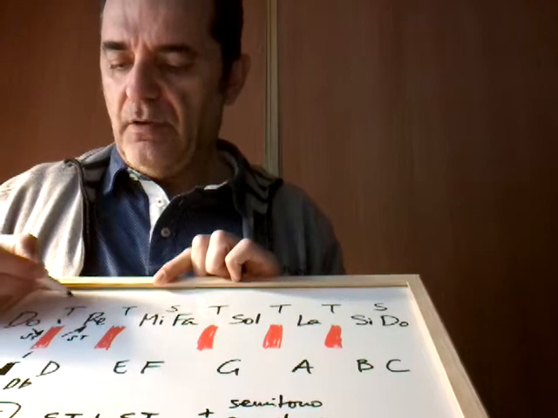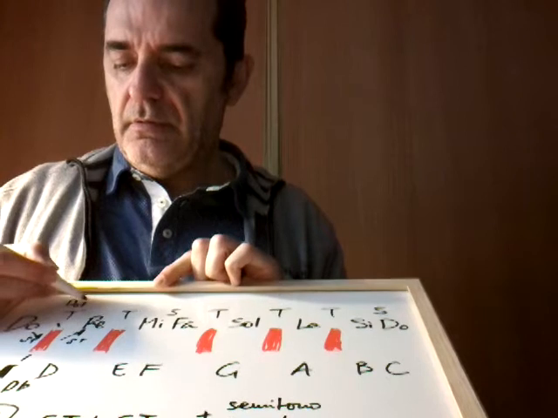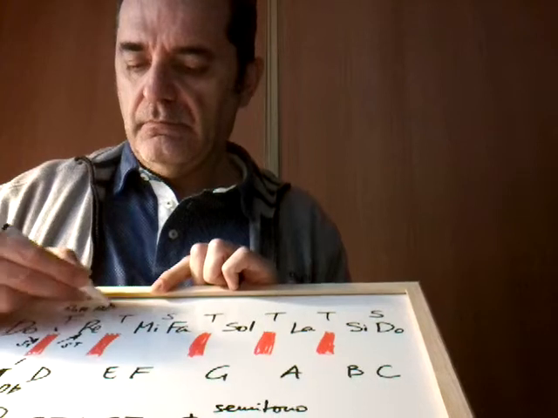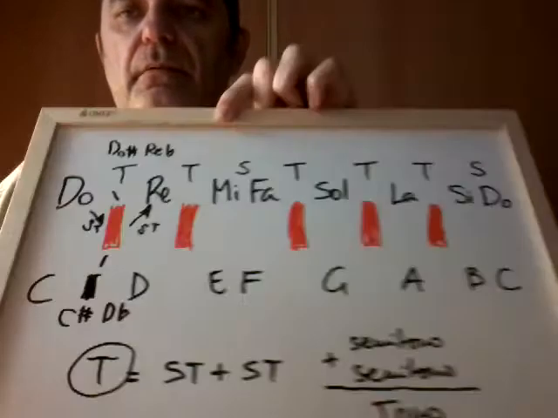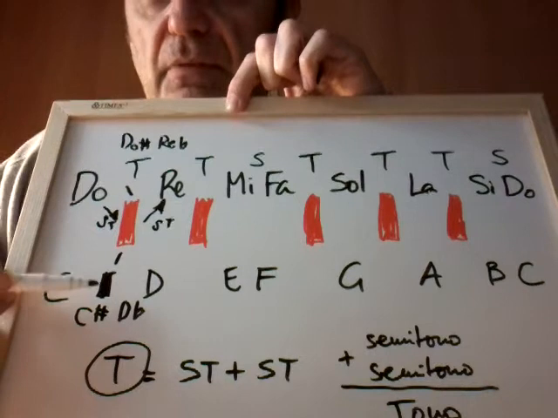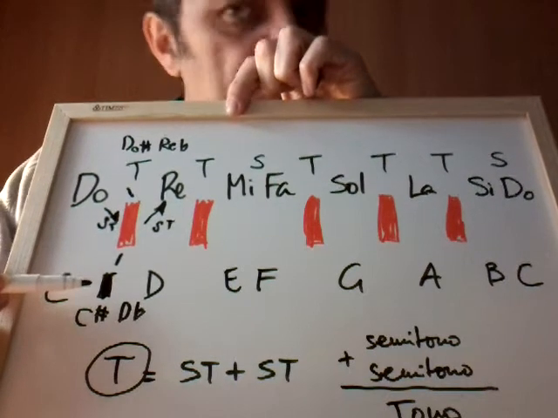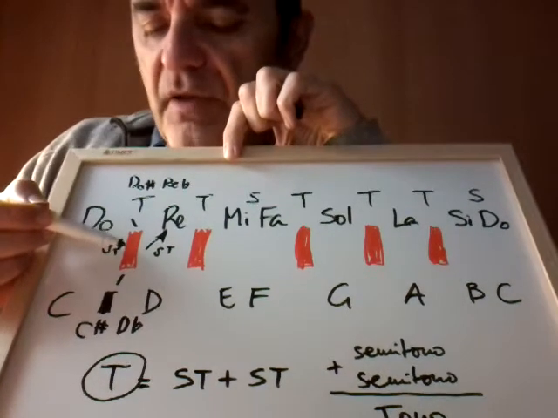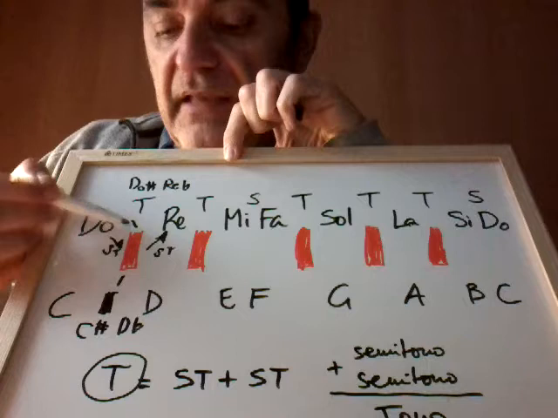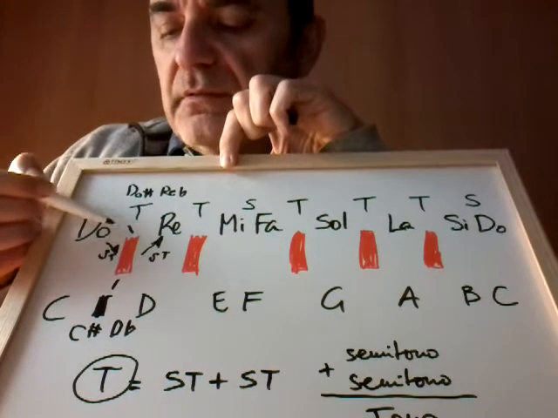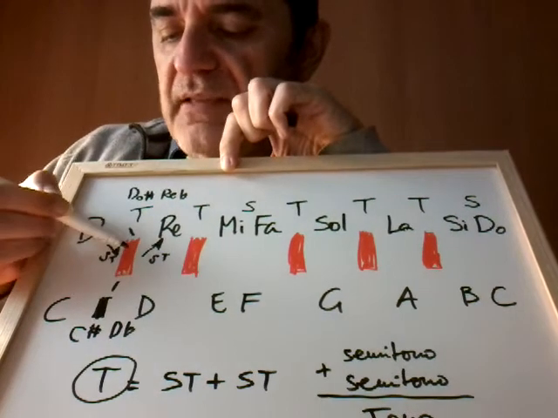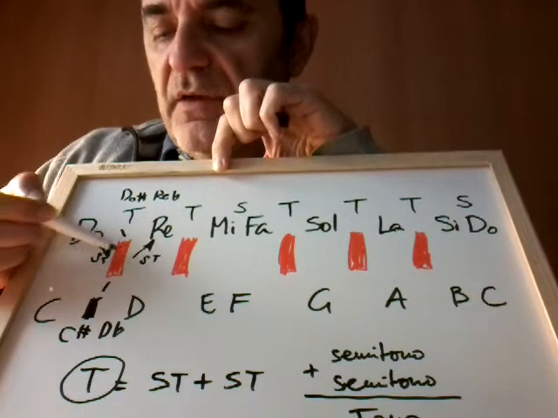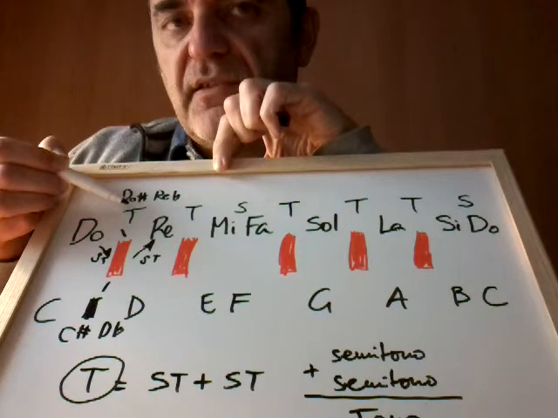será o bien do sostenido o re bemol. ¿Vale? Esta nota de aquí, the black key on the piano. I have drawn this one with the red color, is the note that is in the middle, right? So you have to go from here to this note, one semitone, and from here to this one, another semitone. So two semitones equals, you get a tone.